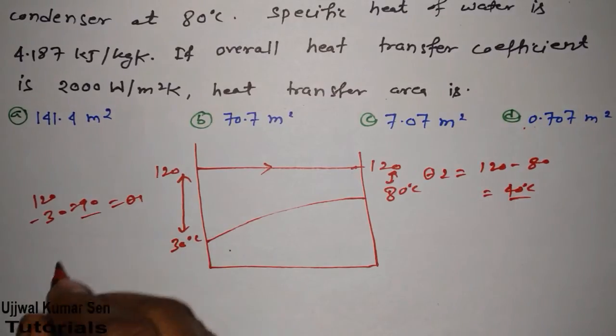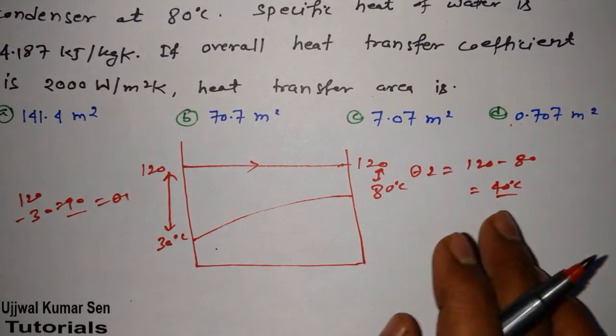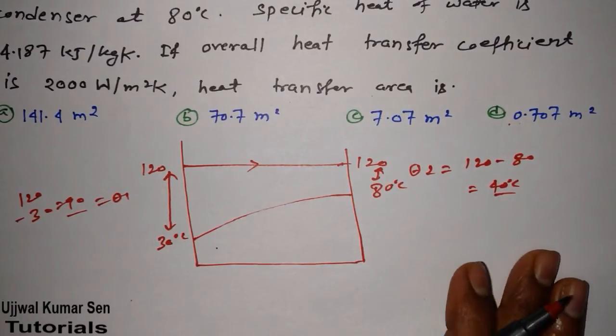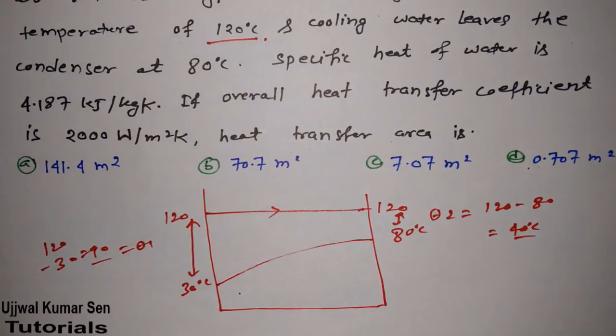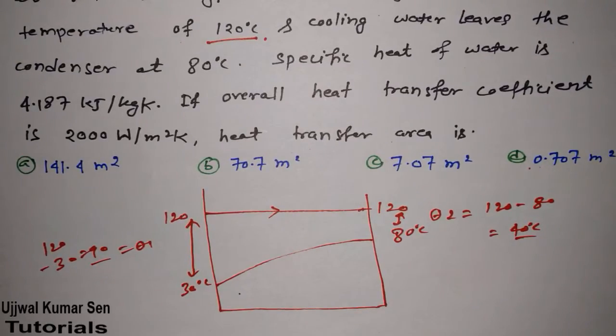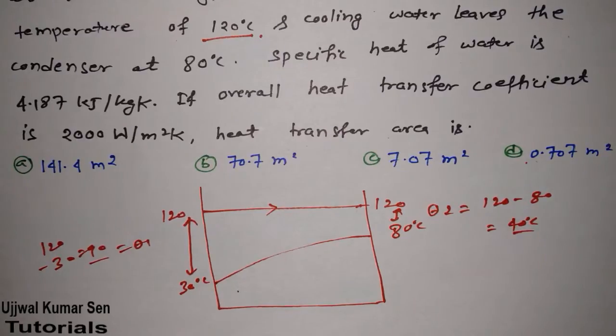So from this diagram we got theta 1 and theta 2. After getting this, what we can find out, I will share with you. But first of all, let me share what other things are given in this question, and what we have to find out from this question. That is also important. The question is in front of you. I hope you have read till now.